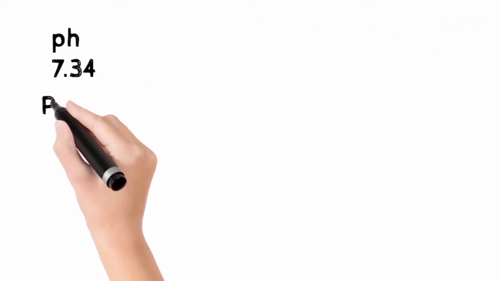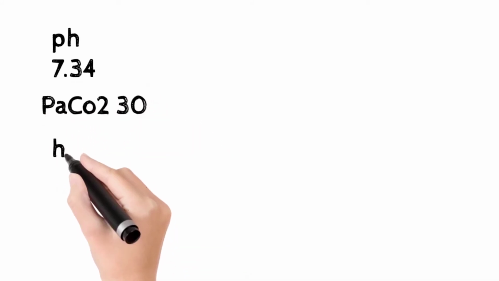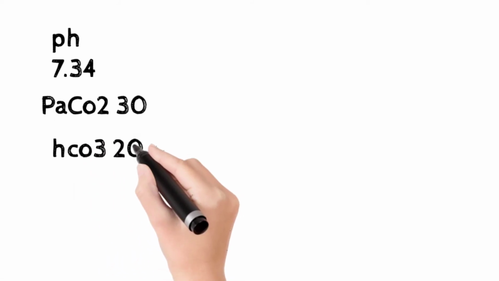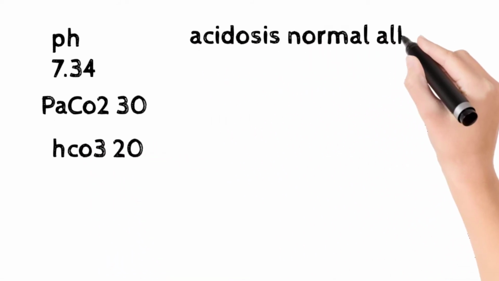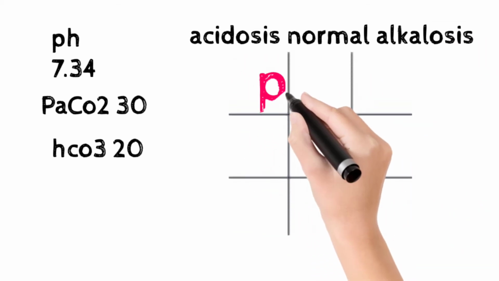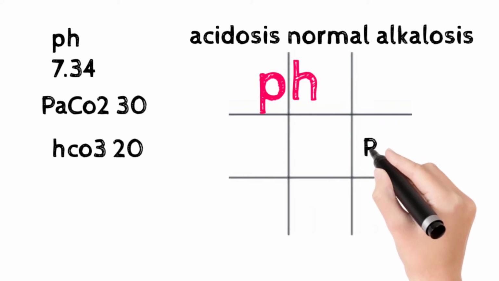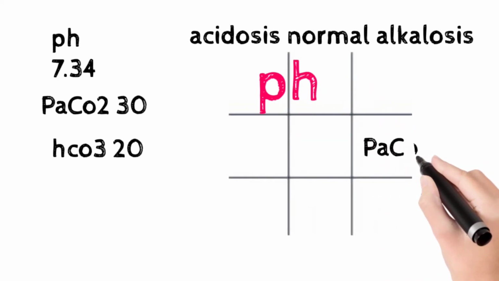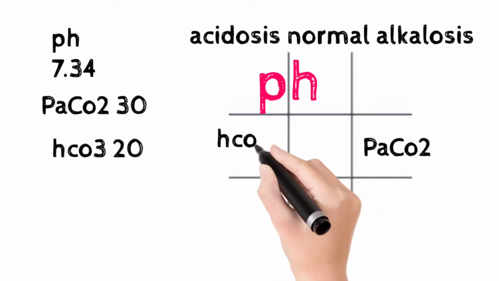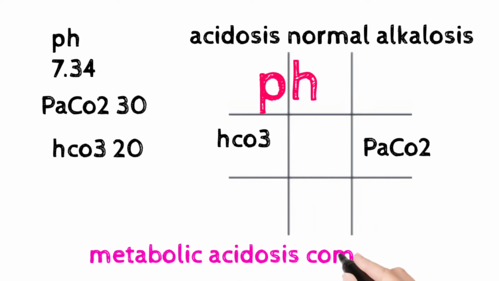Here pH is 7.34, and PaCO2 is 30, and HCO3 is 20. So here pH is in the normal range, but slightly nearer to acidosis, so we can consider this as acidosis. And PaCO2 is in alkalosis, and HCO3 under 22 goes under acidosis, so it is called metabolic acidosis, fully compensated.